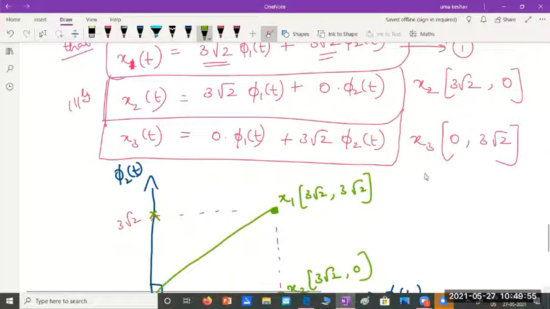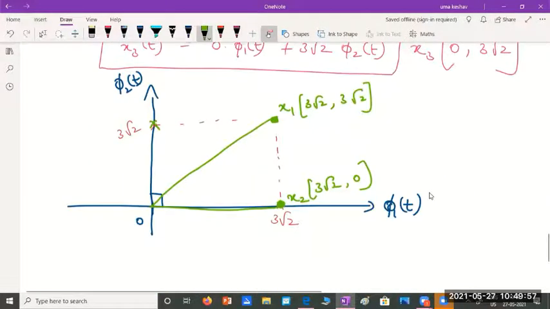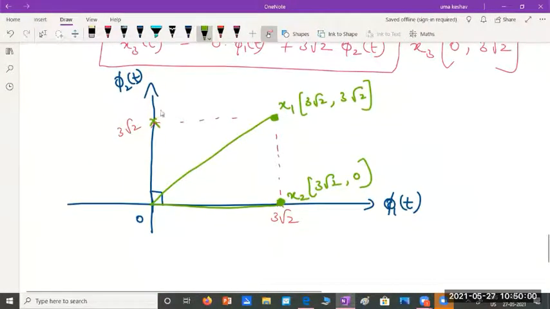Similarly, what is x3? It has coordinates 0 and 3 root 2. So it has a y coordinate, but it doesn't have an x value. So it should lie on the y-axis. This is x3, the point 0 and 3 root 2. So this point represents x3, this represents x1, this represents x2. And these are the signals. If I draw the straight lines, they represent the length of the signals x1, x2, x3.